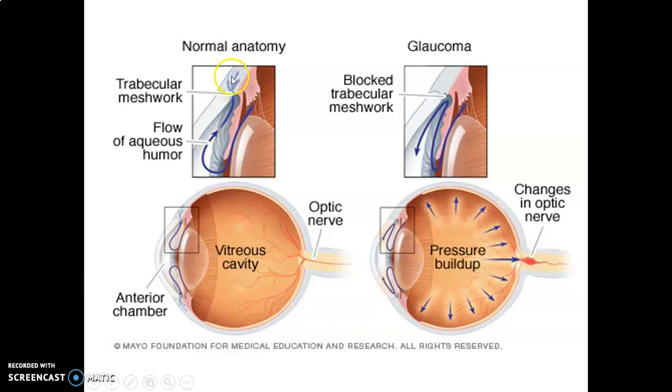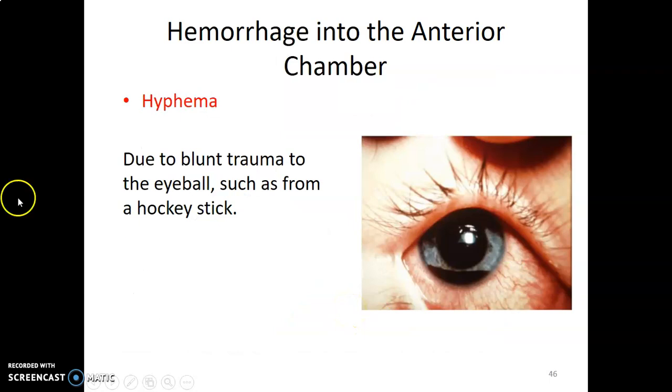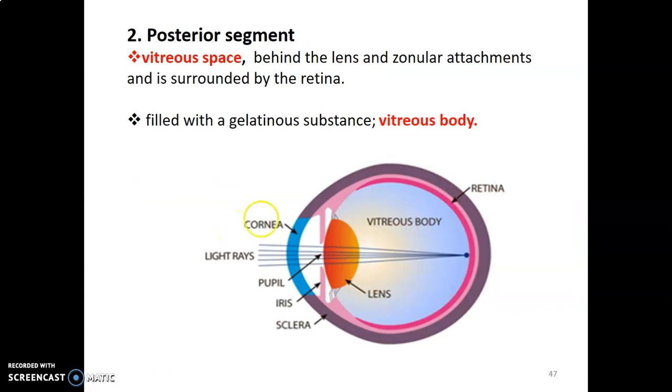Then the posterior segment. All that was about the anterior segment, which is divided into anterior and posterior chambers. The posterior segment is anything behind the lens: the vitreous space behind the lens and the zonular attachment, around the retinal substance, which is the vitreous body. It's a transparent gel. What are the components of the vitreous body? 99% of it is water, but it contains a small amount of collagen and hyaluronic acid. It has few cells, which are able to synthesize collagen and hyaluronic acid.